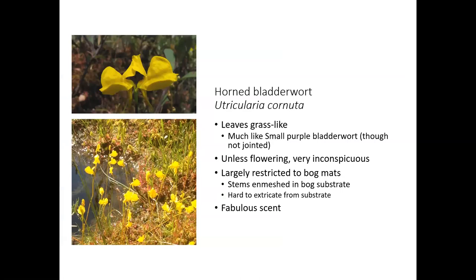Next. The last one is the horned bladderwort. It's sort of aquatic, but I usually see it on bog mats. So the leaves are grass-like, and the little leaves look a lot like small purple bladderwort, except of course the flowers are a different color. And these little grass-like leaves are not jointed. So this plant is not very common, and it's pretty much restricted to bog mats, and it's very inconspicuous unless it is flowering. But it has a fabulous scent.